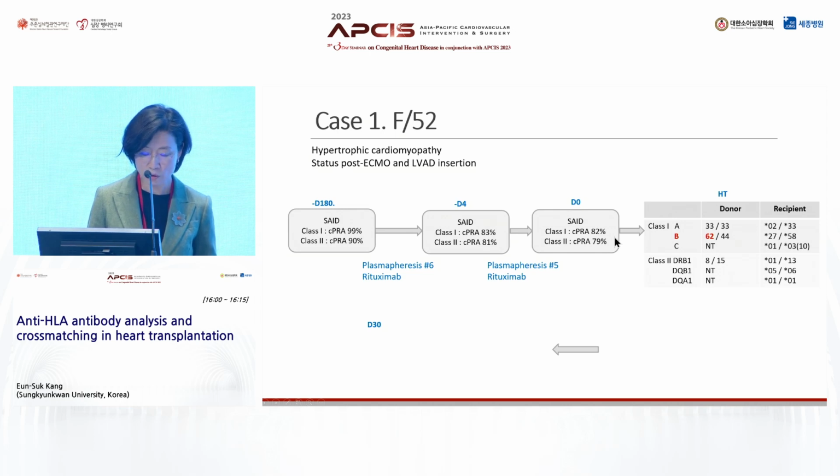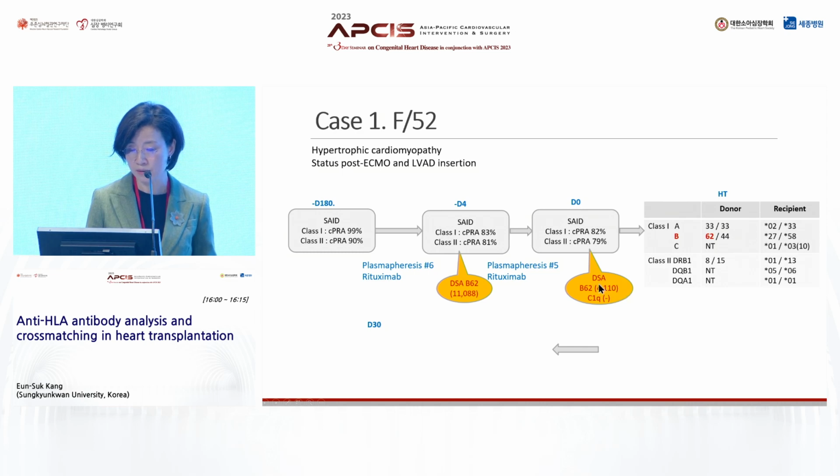But a deceased donor was matched, and then based on the donor's HLA typing, we found that the patient has DSA to HLA-B62. And the intensity, the fluorescence, was about 4,000.